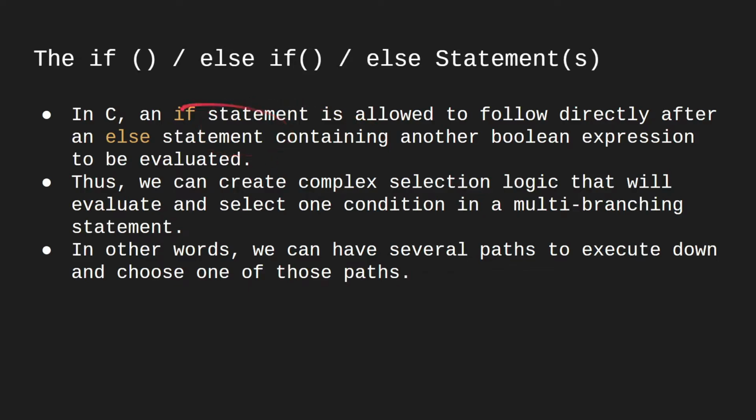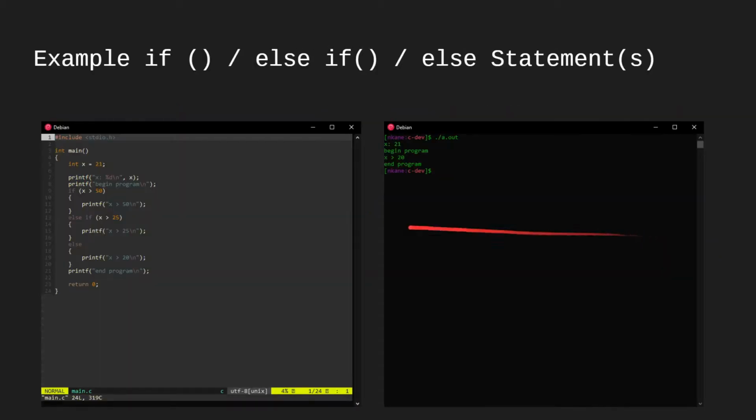So the if statement and the else statement are one block that you can create. There's also a combination that you can use called the else if. So basically it's an additional check, so you can create things that are multi-branching. You can do things like, if the color is red, do this. Else, if the color is green, do that. Something along those lines to create some type of complex branching logic. And to put this into other words, we can have several paths to execute down and choose one of those paths. So here again is another example of this.